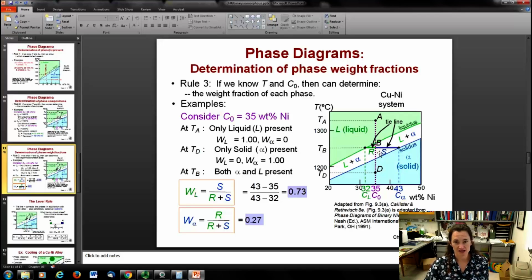But now if I go back here to the middle at temperature B, then I know I've got alpha phase and my liquid phase present. I've got my tie line. My tie line intersects at 32 weight percent on one side and 43 weight percent on the other. But I'm sitting right here at 35 weight percent. So I know that I can figure out what weight percentage of liquid I have in that liquid plus alpha phase, and what weight percentage of alpha phase I have. So I can tell you not just that I have alpha phase and liquid phase, but what weight percentages those two things are. I can do that by using my tie line and what's known as the lever rule, shown here, okay?